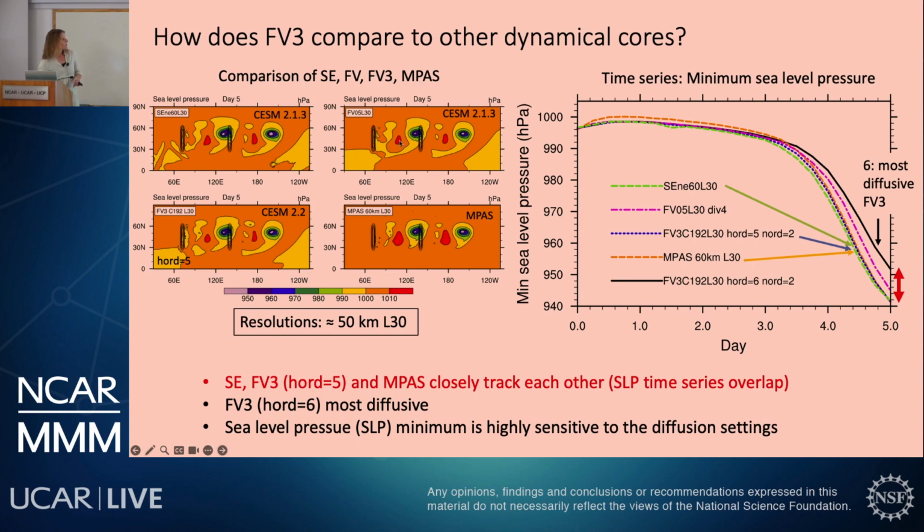And these are snapshots at day 5 of the minimum surface pressure, not minimum surface pressure, but here's a timeline of the minimum surface pressure. And we are seeing actually 3 models on top of each other, which is MPAS, the spectral element dynamical core, and FE3 at the least diffusive setting. But as I'm switching in black to the slightly more diffusive setting, I'm jumping big time.